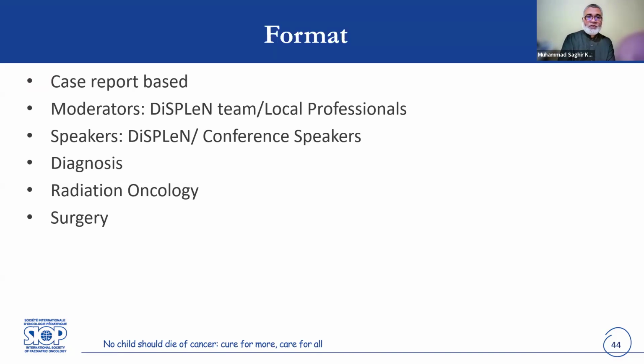Speakers we are taking from most of the conference speakers, and some from the disciplines if they are attending, and moderators will also be local professionals or the discipline team. So basically diagnosis, radiation oncology, and surgery will be part of these sessions. So this is about the discipline. I'm quite excited that we would have a lot more to come. We need to advertise it massively, and hopefully SIOP Asia will be a pilot for getting something like this in continental branches.